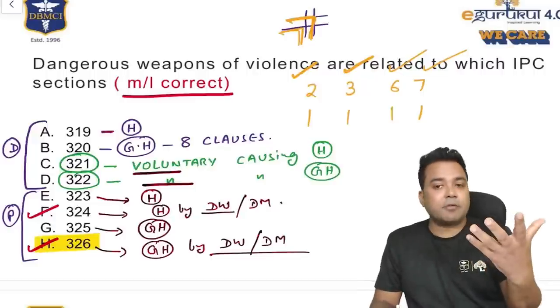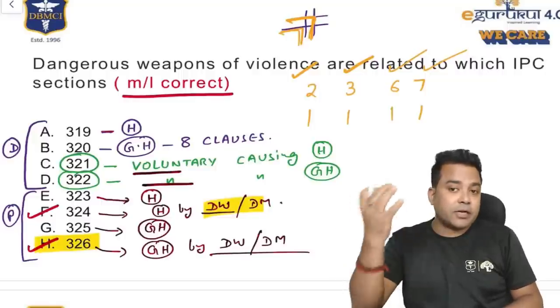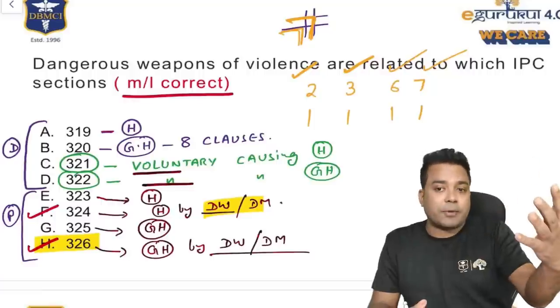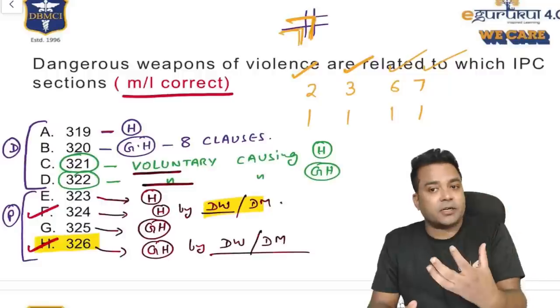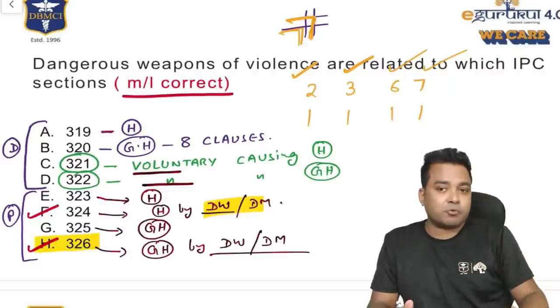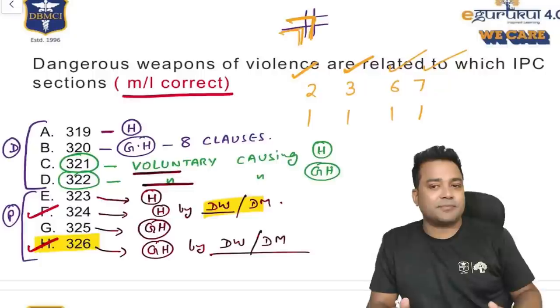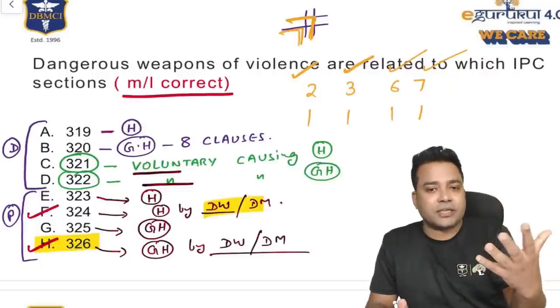What do you mean by dangerous weapon? Any weapon which is an imminent threat to life. Use of any animal to create an injury. Any weapon used for shooting, cutting or stabbing. Use of fire. Use of heated substance. All these are dangerous weapons. If I had to make a tough question, do you know what I would ask? Dangerous weapon or means is defined in which IPC section? 324.